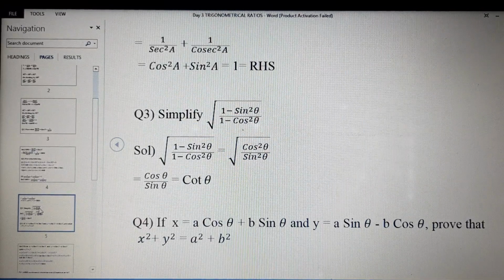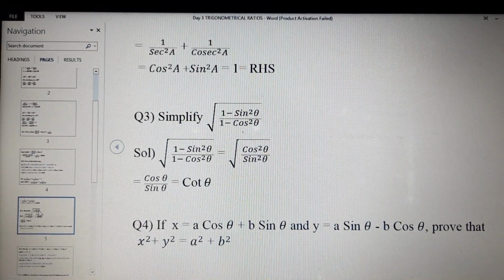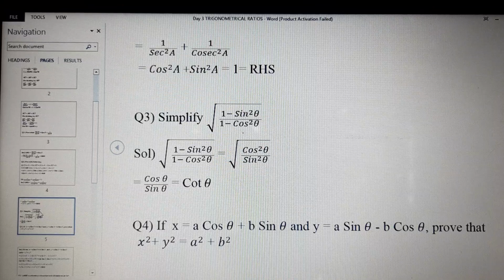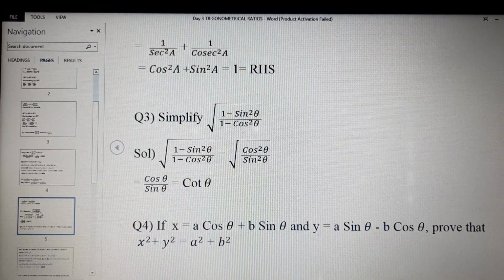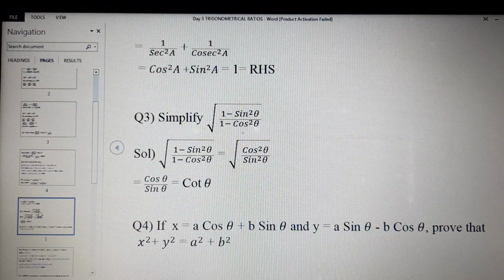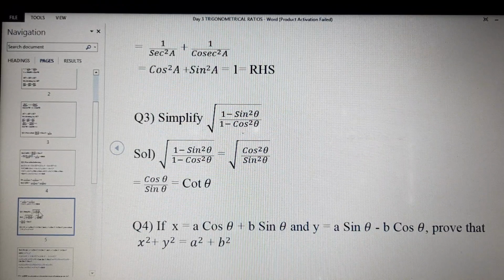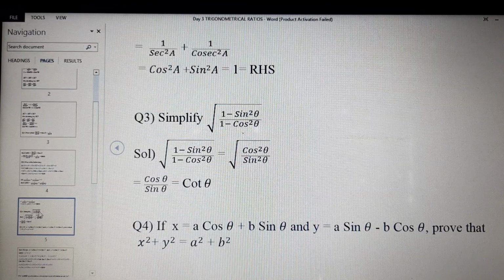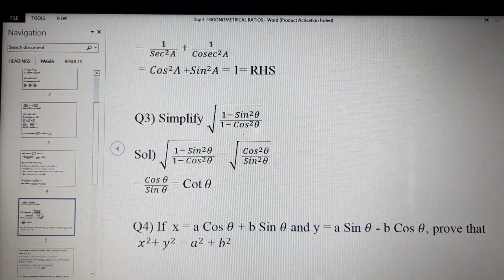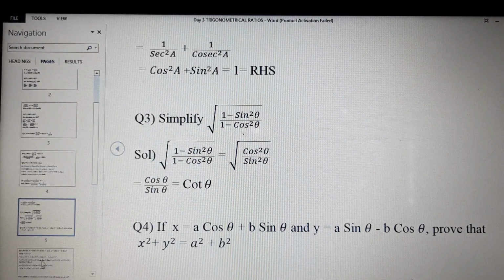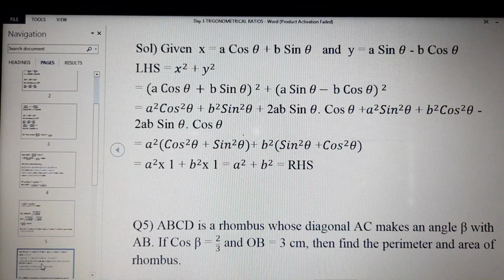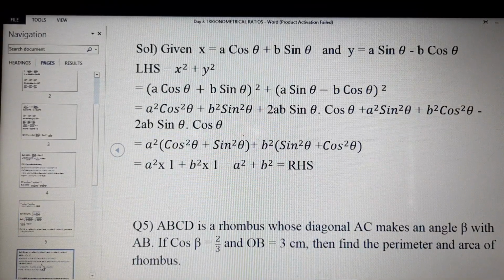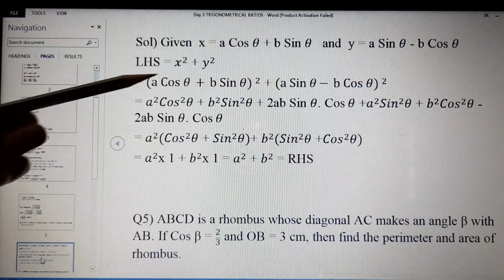Moving on to the next question. It is question number 4. It says that if x is equal to a cos theta plus b sin theta and y is equal to a sin theta minus b cos theta, then we have to prove that x square plus y square is equal to a square plus b square. So as we do in all the proving questions, we'll start with LHS, x square plus y square.